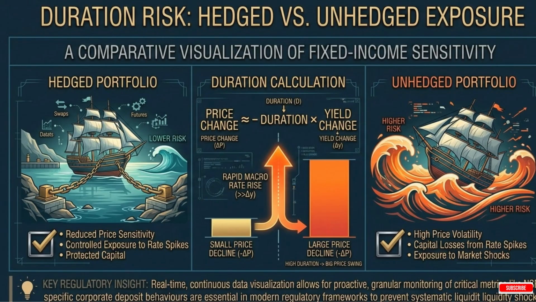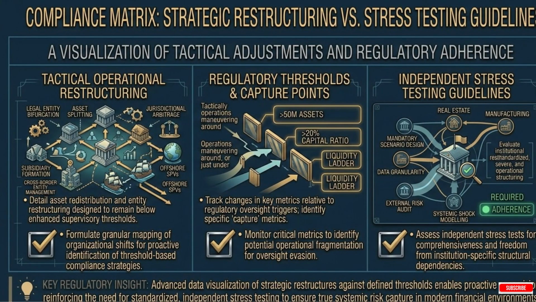Duration risk must be actively managed. Regulatory capital requirements are under review, especially concerning how large institutions strategically structure operations to bypass specific oversight thresholds. Stress testing guidelines are also being enhanced.